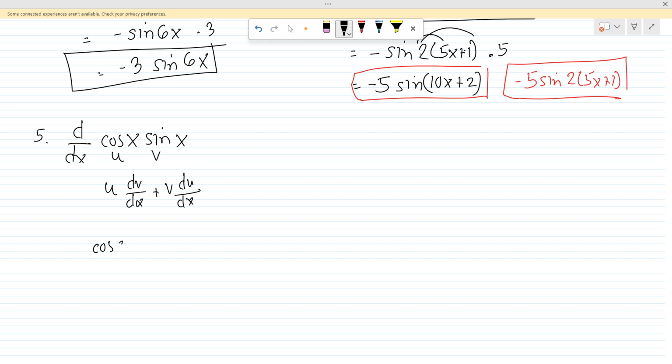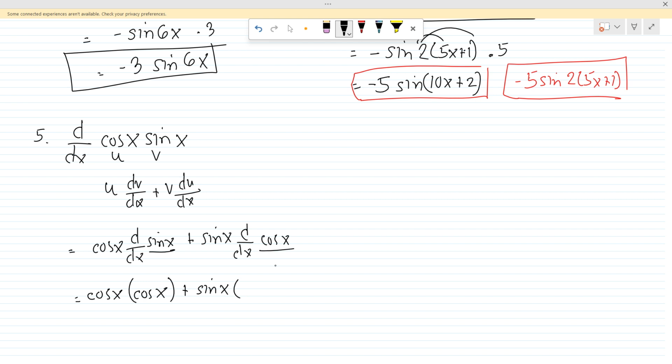So our u is cosine x. Then take the derivative of sine x. Then plus, copy sine x, then take the derivative of cosine x. So just copy this one, cosine x. What is the derivative of sine x? Cosine x. Okay, cosine x plus sine x. What is the derivative of cosine x? Negative sine x. So by simplifying, you have cosine squared of x minus sine squared of x.